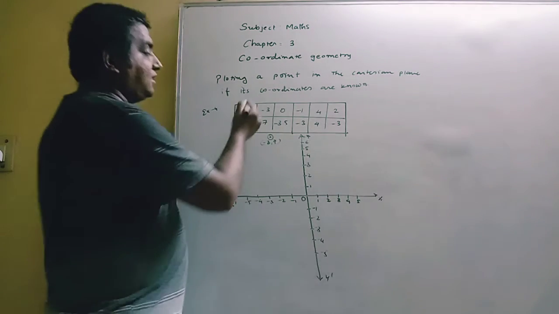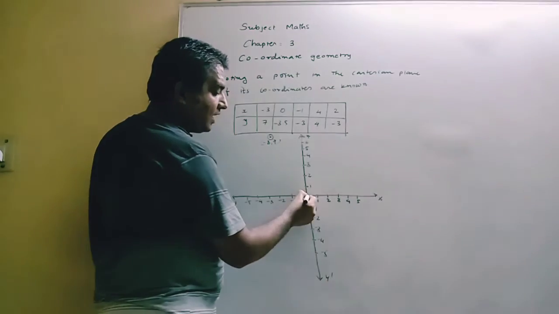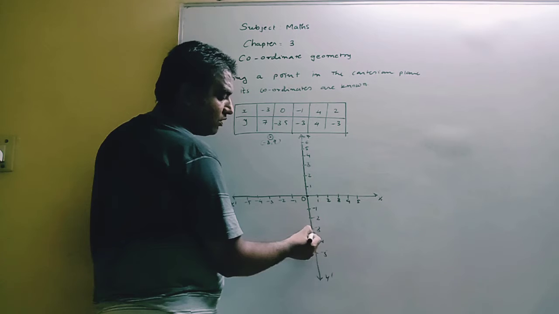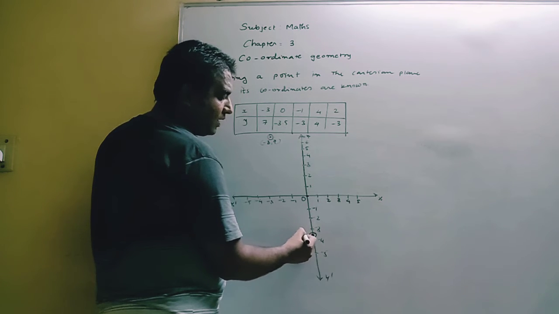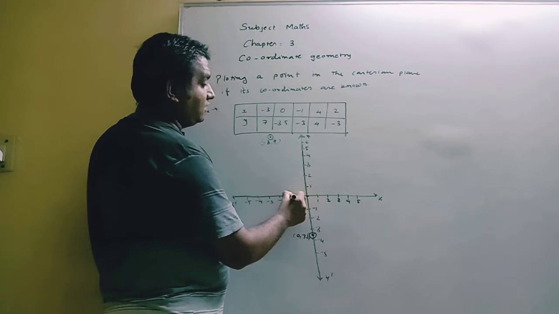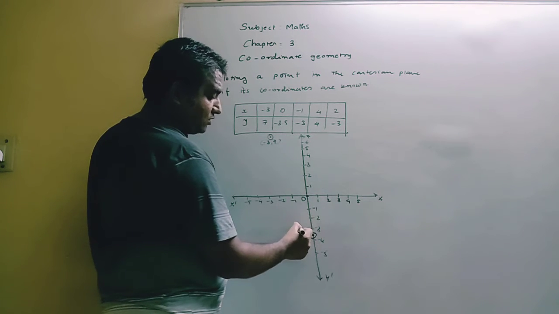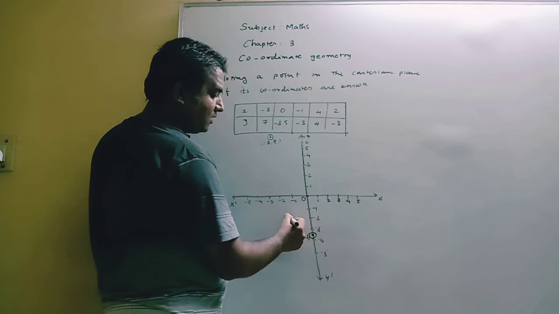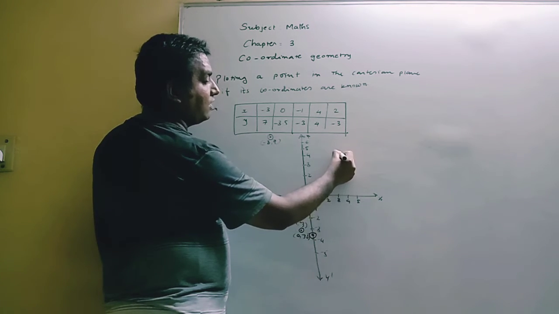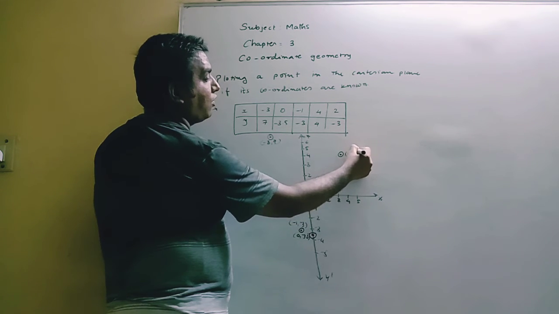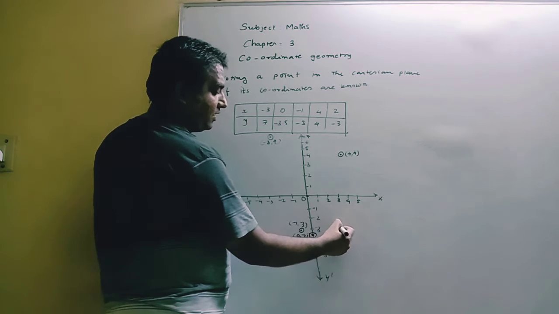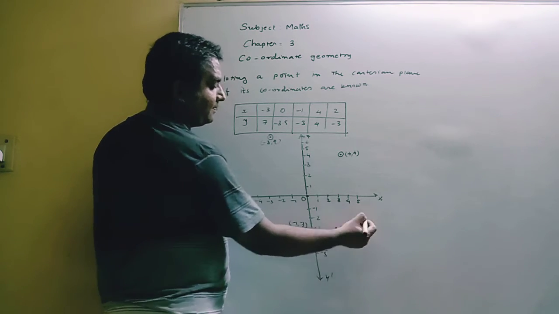Then x is 0, y is -3.5, that is between -3 and -4, so this will be (0, -3.5). And x is -1, y is -3, so it will come here, that point is (-1, -3). x is 4, y is 4, that will come here. And x is 2, y is -3, so this point will give us (2, -3).